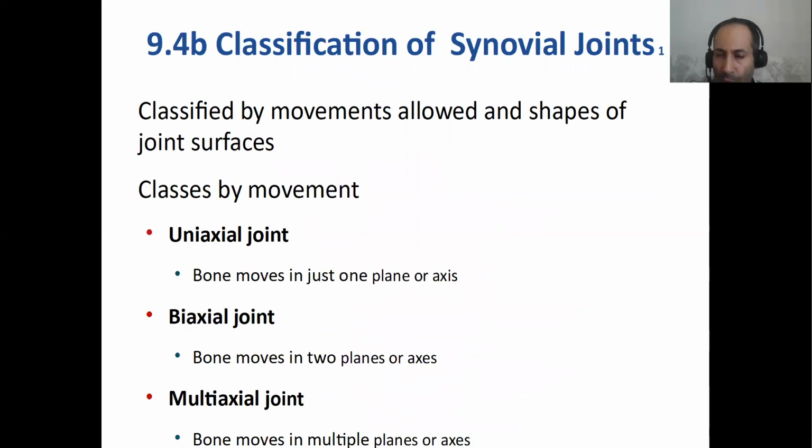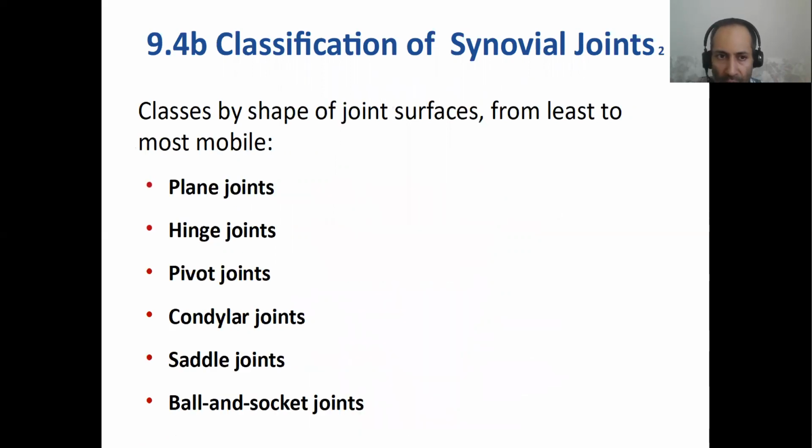Okay, different types of joints. Uniaxial, bone moves in just one plane. Biaxial, bone moves in two planes. Multiaxial, bone moves freely. The joint moves in all directions. Okay. So now, how do you classify your synovial joints? Well, this is one way of doing it, from the least mobile to the most mobile, okay? The least movable to the most movable ones.